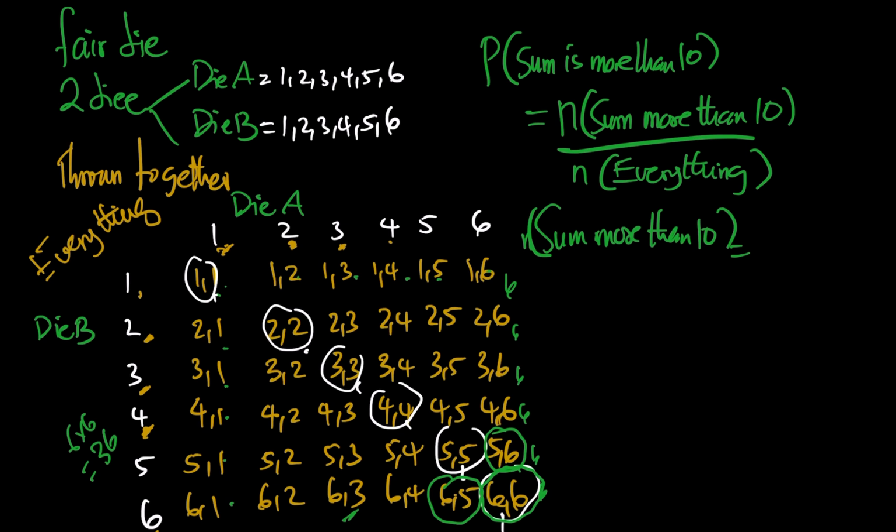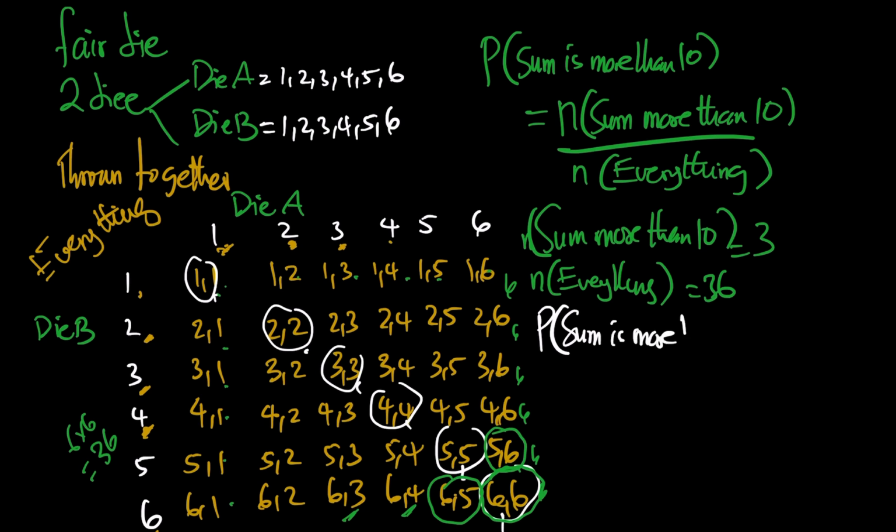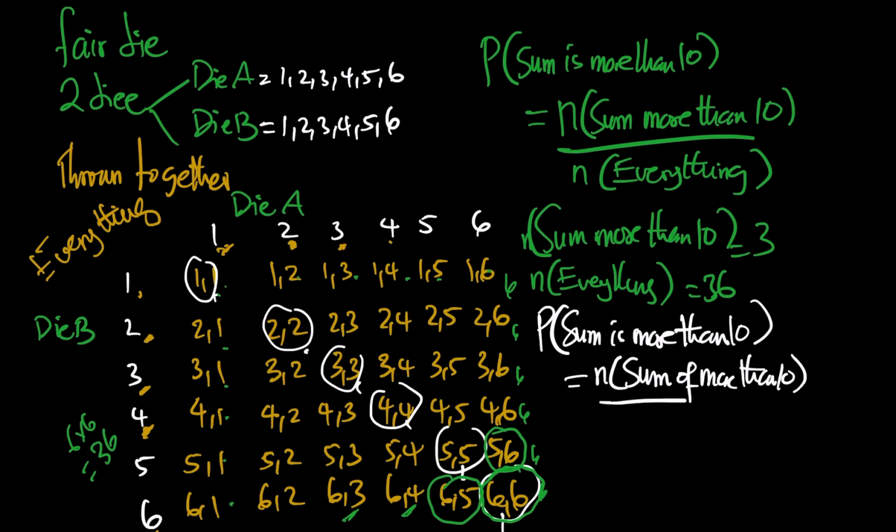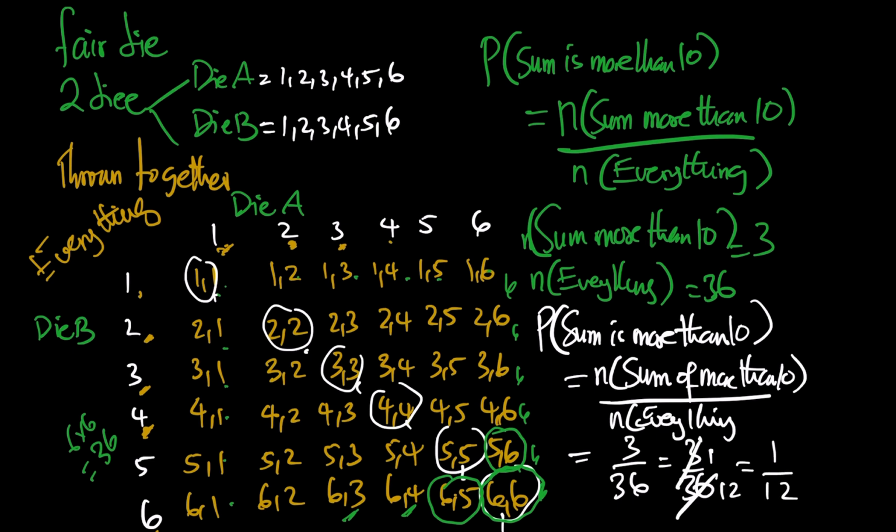6 and 3 is 9. It's not more than 10. 6 and 4 is 10. So 3 items give us more than 10. And then we also have the number of everything that we already know to be 36. So the probability that the sum is more than 10 is equal to the number of sums more than 10 divided by the number of everything. The numerator is 3 and the denominator is 36, so we have 3 over 36. 3 goes into itself 1, and into 36, 12. So our final answer is 1 over 12.